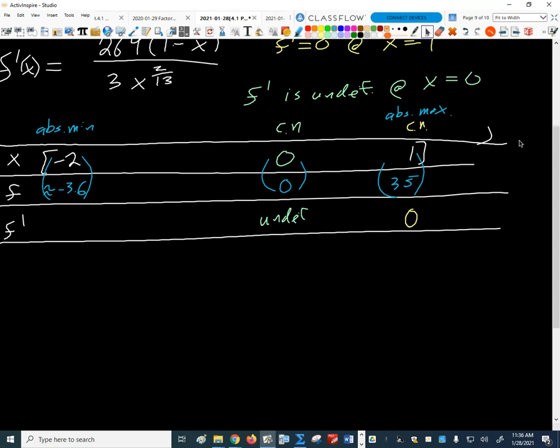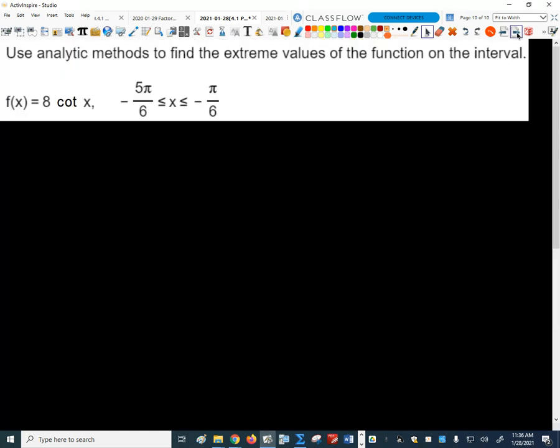We're getting close enough to the end here that I'm not going to try to put in any other new concepts. Maybe let's do one trig function. That's a good idea. Okay, so we've got f of x equals 8 cotangent x. Here's our closed interval that we're considering.